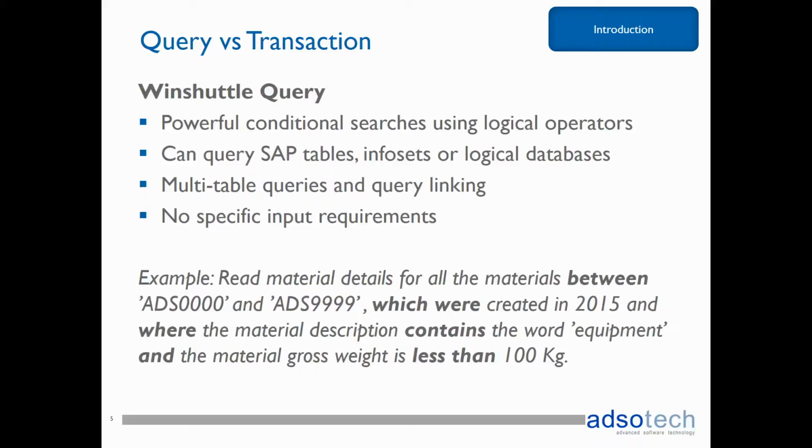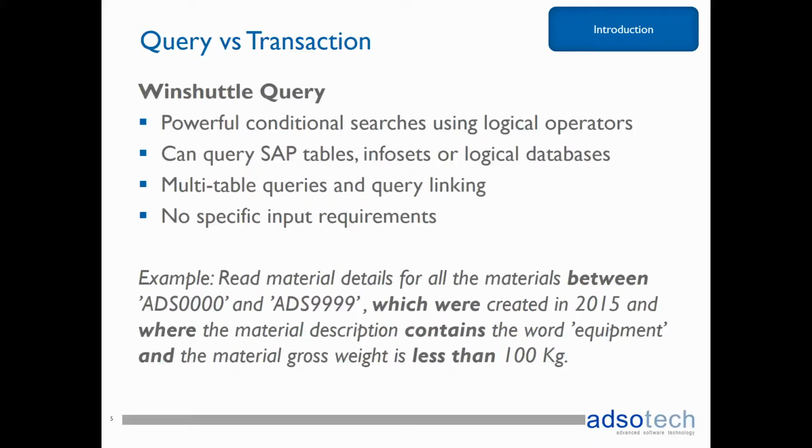Now, with WinShuttle Query, you can create much more complex and dynamic searches using various conditions and logical operators. WinShuttle Query reads the data directly from the SAP tables, so you are not limited by what fields are available in any given transaction. Queries can read data from multiple tables, and the queries can be linked together, enabling you to run very complex searches. With WinShuttle Query, any data field can be used as a search filter, which enables you to really drill down and extract the data you need.